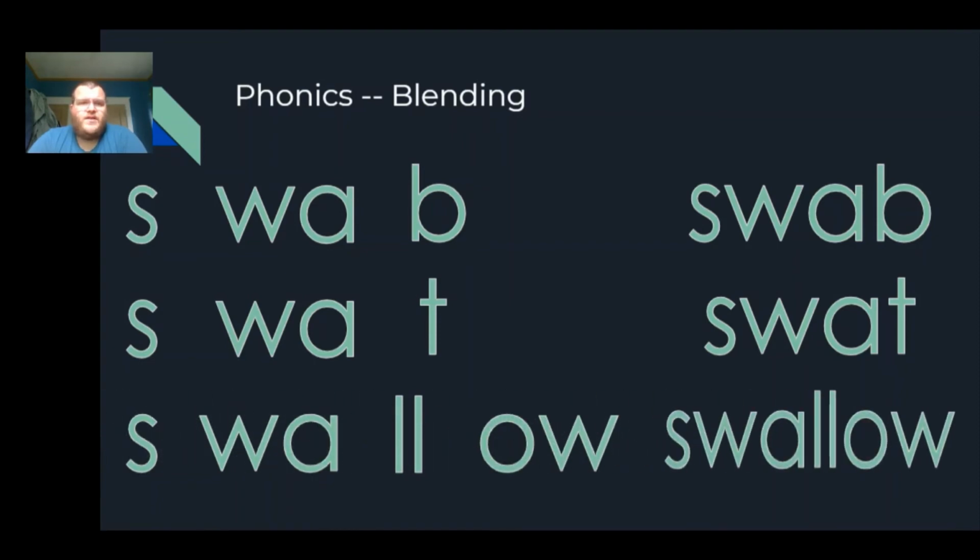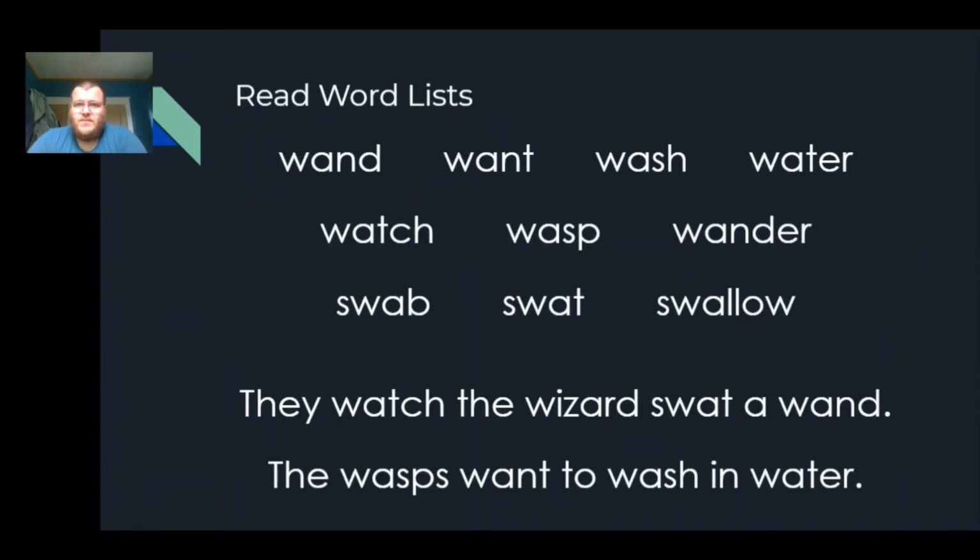Let's see if you got these words correct. Swab, swat, swallow. Nice job. Now it's time to read some more words. Read along with me, please.